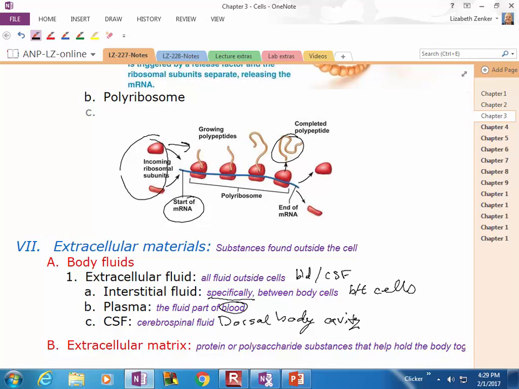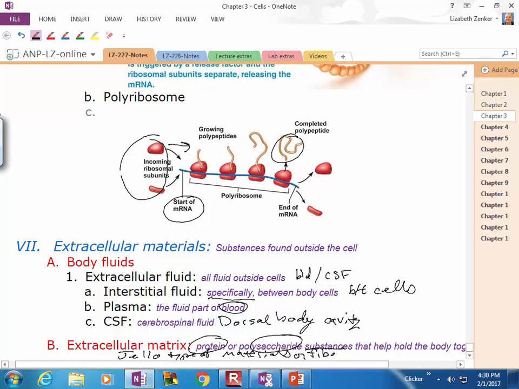Okay. If we look at extracellular matrix, that is protein or polysaccharide substances that help hold the body together. So you could think of this as material. It's kind of like a jello type of material or fibers. Let's see if I can fit this on here. Jello type of materials or fibers. So an example would be collagen fibers, for example.